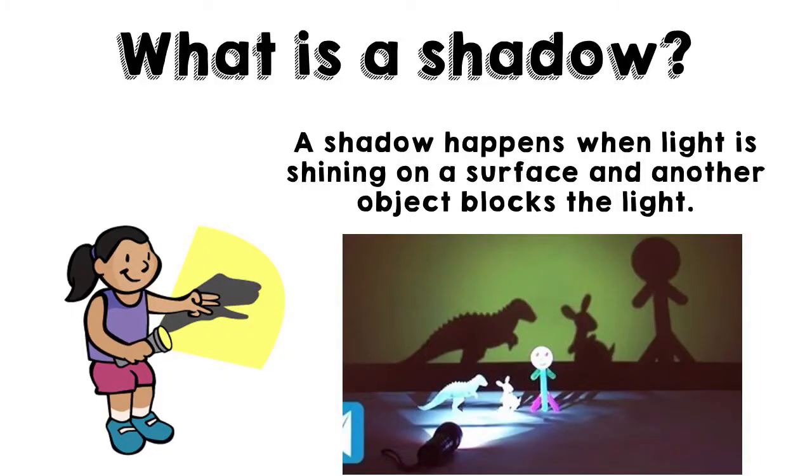Now, when I hold up my hand in front of my flashlight, what do you see on the wall now? Do you see the shadow behind me? So what do you think you need to have to make a shadow? What makes you think that? And what is a shadow? Well, a shadow happens when light is shining on a surface like the wall behind me, and another object, which is my hand, blocks the light. That means that the light cannot travel through my hand. So it makes the shadow appear on the surface behind me.